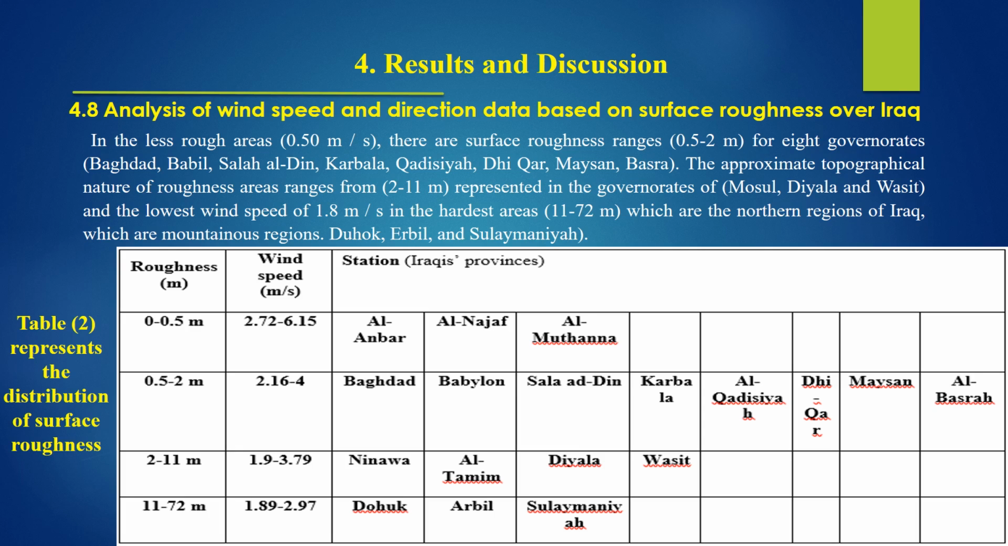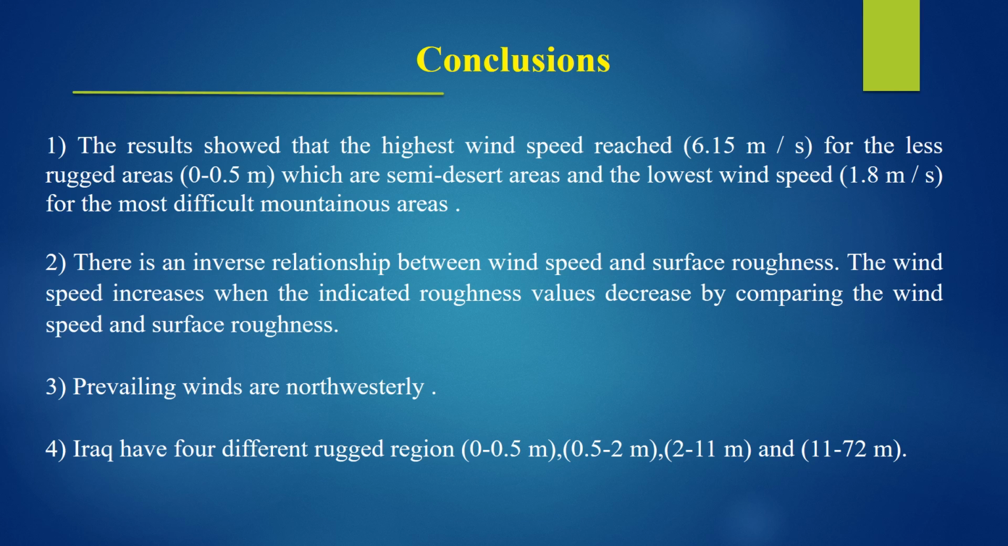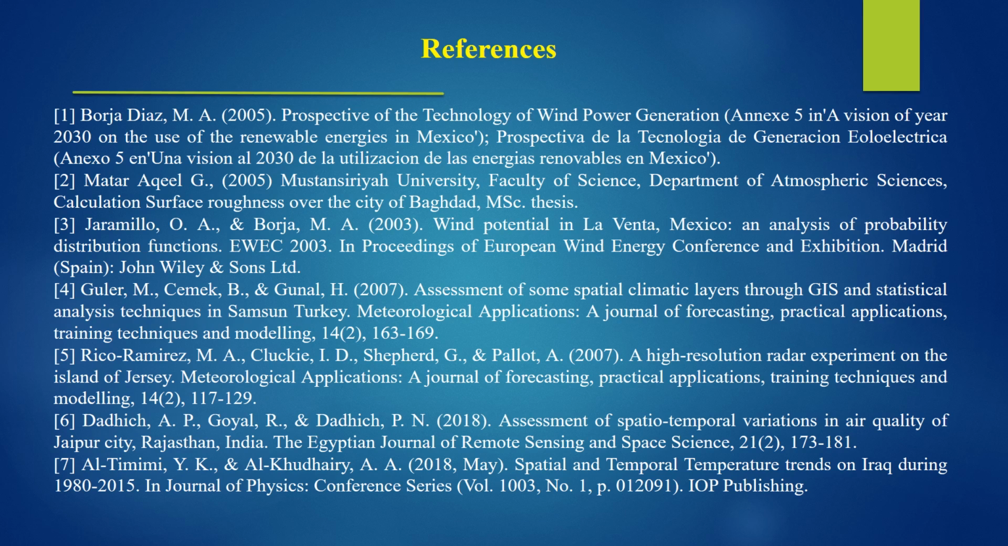Al-Muthanna, with high speed. Finally, in conclusion, the results showed that the highest wind speed reached 6.15 meters per second for the less rugged areas, with surface roughness 0 to 0.5 meter, which are semi-desert areas, and the lowest wind speed 1.8 meters per second for the most rugged mountain areas.